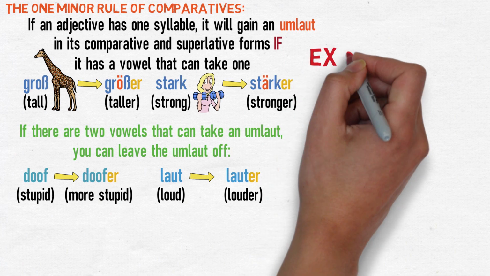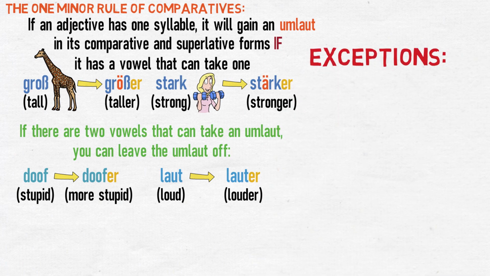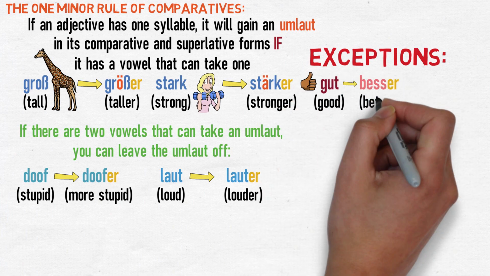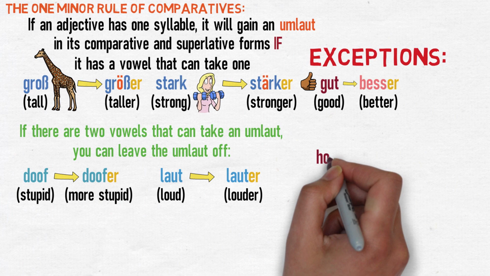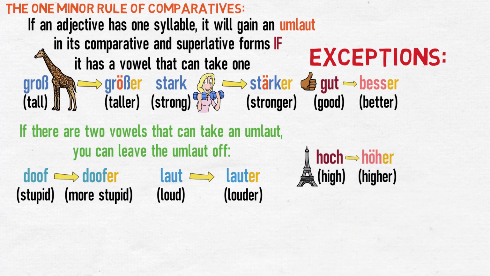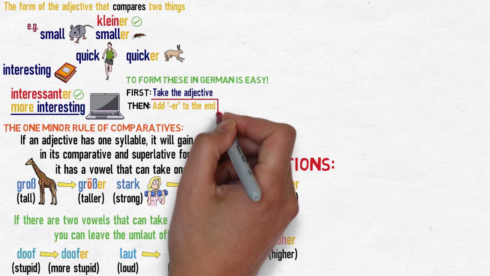There are only a few exceptions to this rule, two of which are worth learning now. These are gut, meaning good, besser, meaning better, hoch, meaning high, höher, meaning higher. And that's all there is for comparative adjectives. It doesn't matter how long the adjective is, you can almost always just add er.